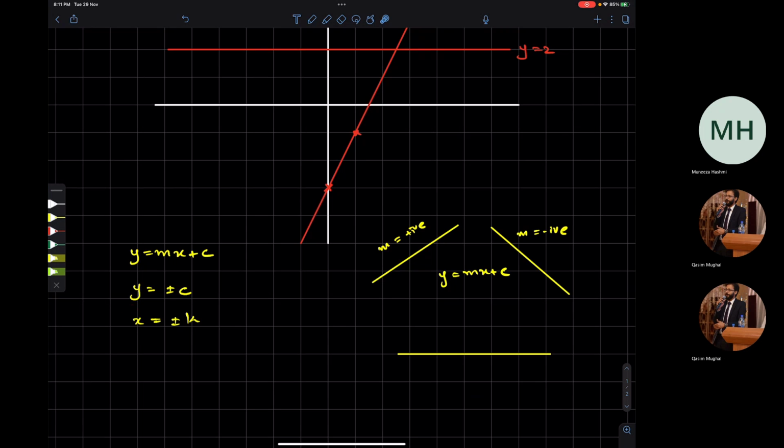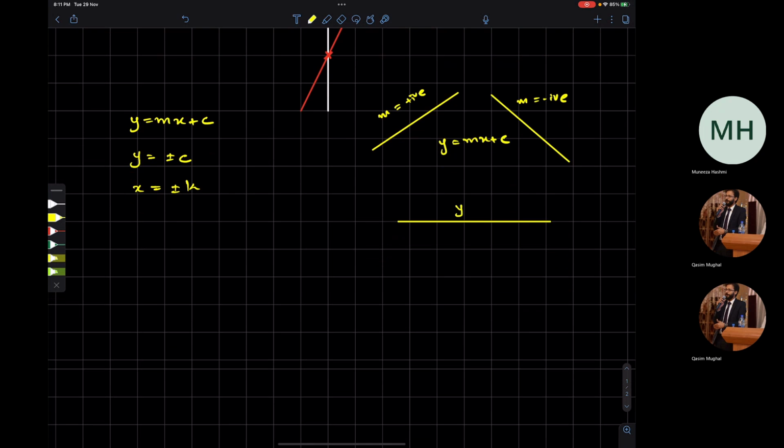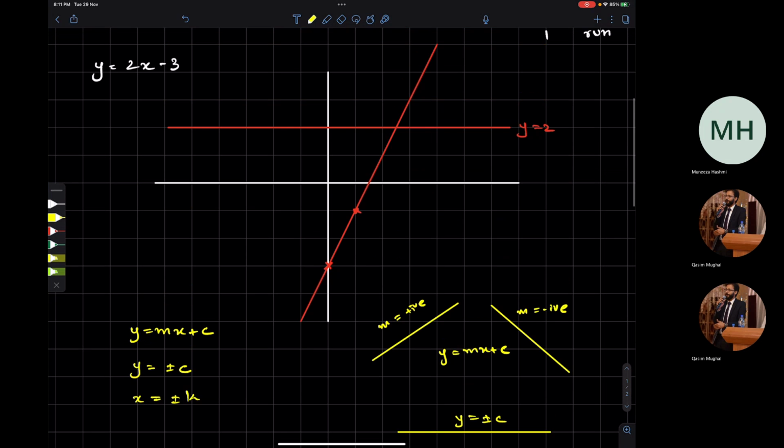And exactly the same way, the third format is x equals plus minus k. Again, it's one variable, but this time it's just x. So whenever you have this, you will always have a vertical line like this, parallel to the y-axis. So x equals plus minus k. K is going to be the point from where the line is going to cut through the x-axis. So for example, you have an equation x equals -1, so you will have a line parallel to the y-axis passing through -1 on the x-axis. So the equation is x equals -1. Okay.